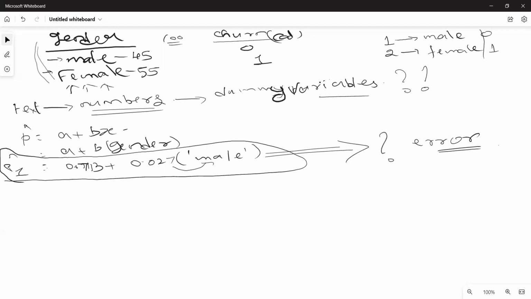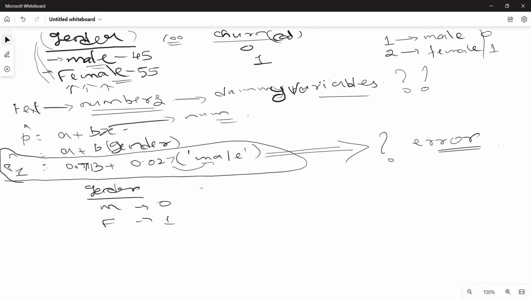In maths, you can only multiply numbers with numbers. So it has to be a number. It can either be 0 or 1 or whatever the number may be. So this X has to be a numeric column. It cannot take a string like this. That is the reason we want to convert every value that we have in a categorical column into a numeric form. So now if you change this gender, and instead of male, I have 0, and for female, I have 1.